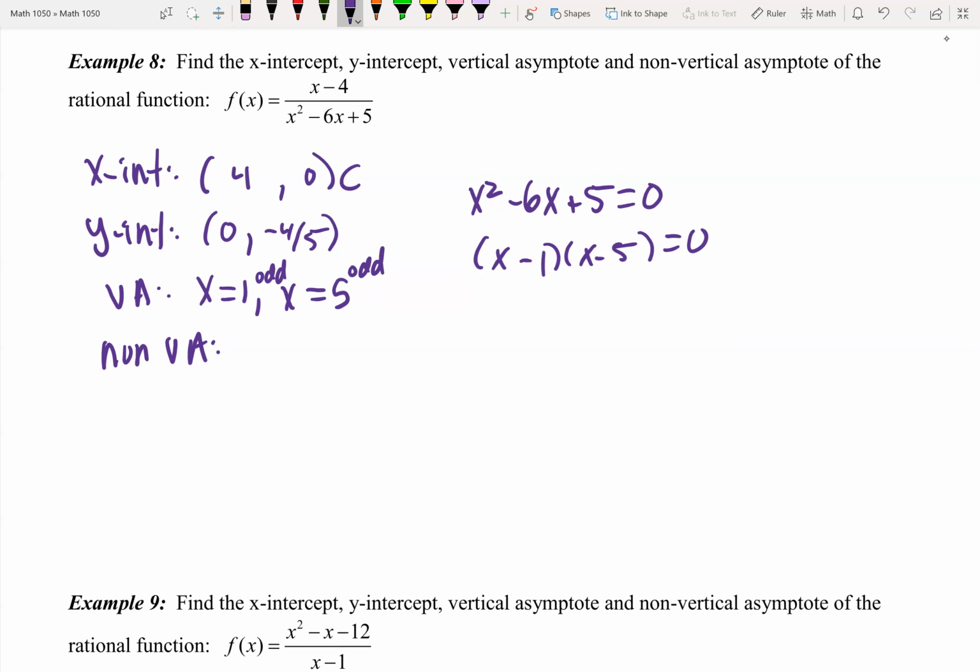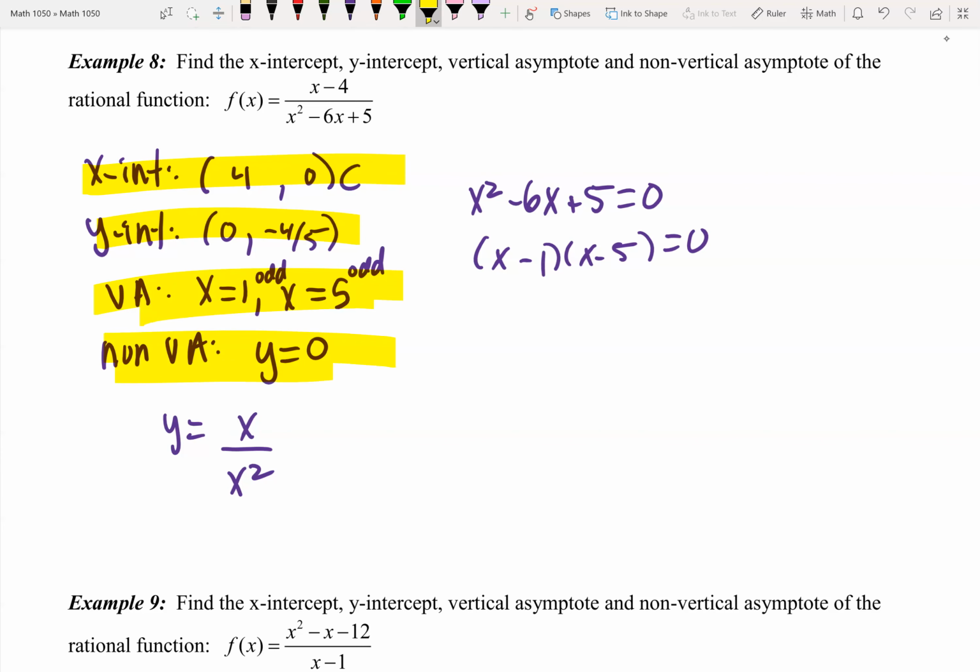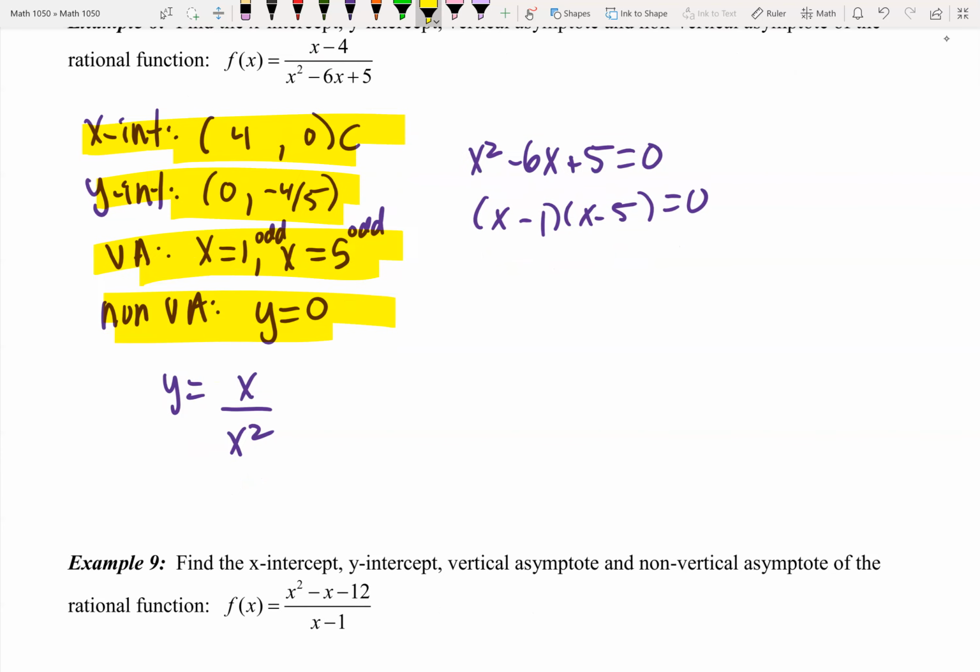Everybody in the room, how do you find a non-vertical asymptote? Biggest over biggest. So that would be y equals x over x squared. If the bottom exponent is bigger, what is my asymptote? Y equals 0. And you're done. Yep. Okay. Let's finish 9 and then we're going to come back up to 8 and draw a picture.